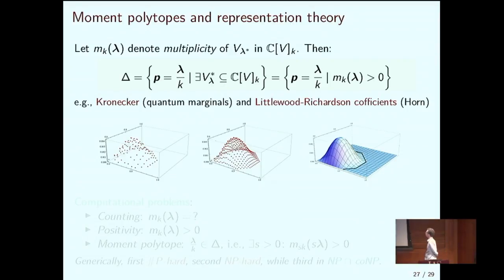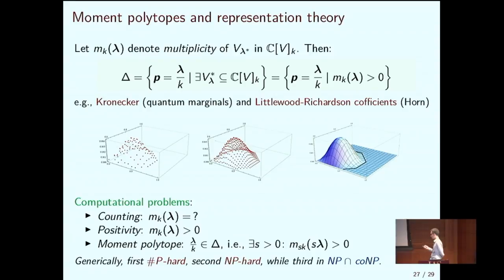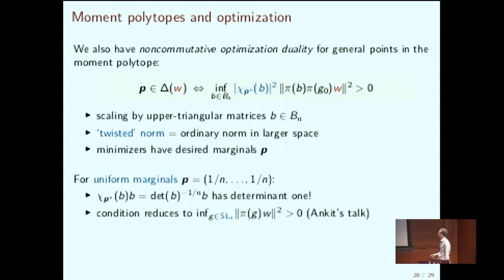Good. So I should wrap up very quickly. Let me just say that there are interesting problems here, right? There's the counting problem: what is the multiplicity? There's a positivity problem, and we can ask what the moment polytope problem is. The moment polytope problem is basically: given a point p, does there exist some lambda and k, not necessarily the smallest fraction, but you could multiply everything by s, so that this multiplicity is non-zero? And there's an interesting difference in complexities here that, again, I will not go into. Someone asked about it yesterday, but I won't tell you.